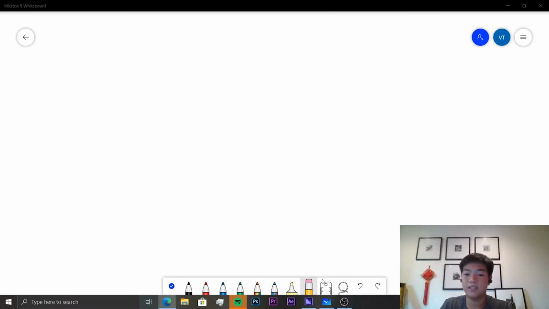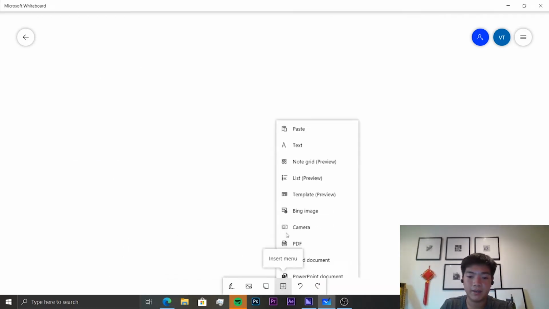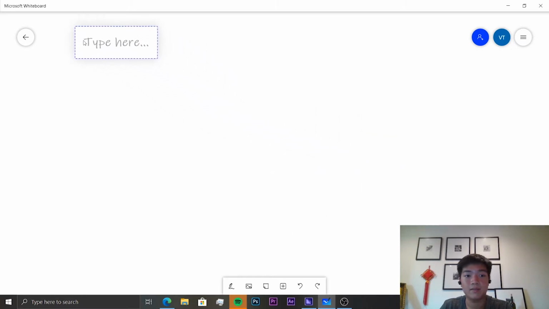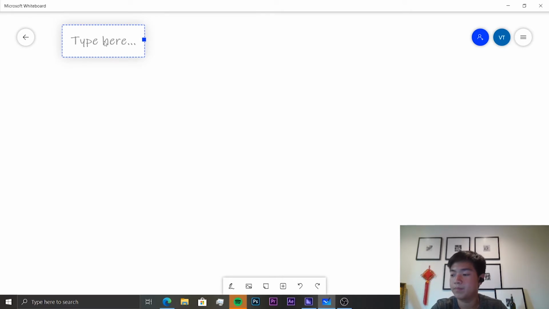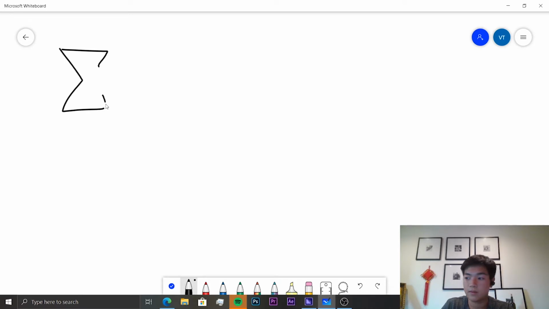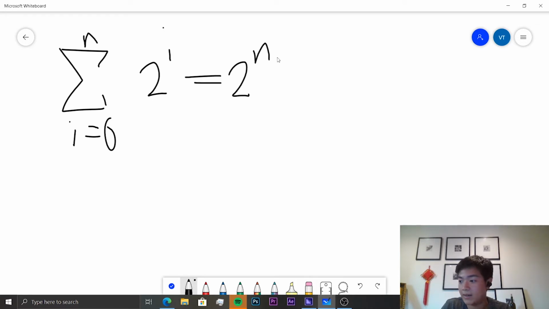The next question, of course, we need to prove that the sum from i equals 0 to n of 2 to the i is equal to 2 to the n plus 1, minus 1. Okay, so first let's tackle the basic step.